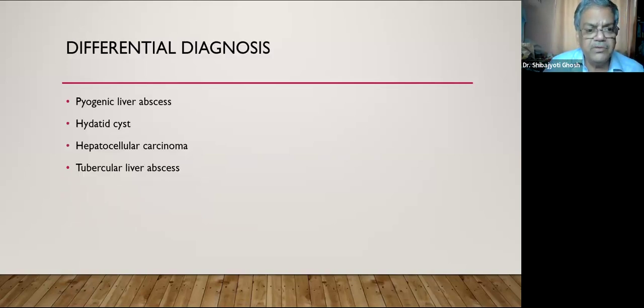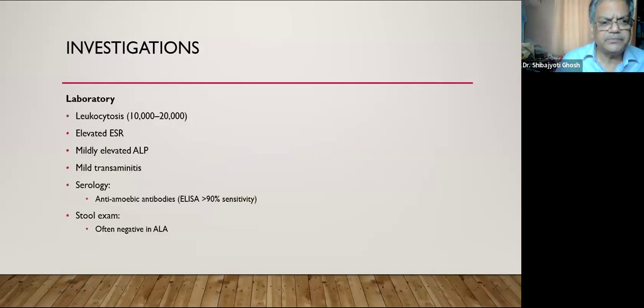Differential diagnosis, again, is pyogenic liver abscess. Hydatid cyst is one of the common ones, particularly if it is an infected hydatid cyst. Hepatocellular carcinoma can mimic it, or the other way around also. Pyogenic liver abscess or amoebic liver abscess can mimic hepatocellular carcinoma, and tubercular liver abscess is another differential diagnosis.